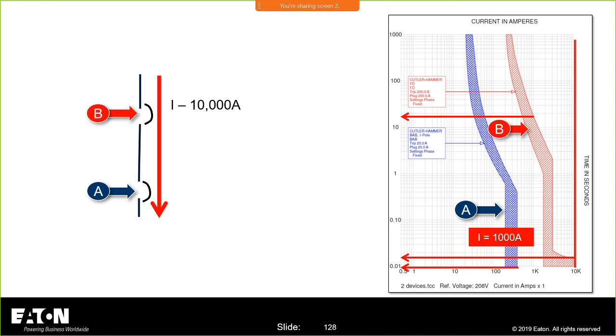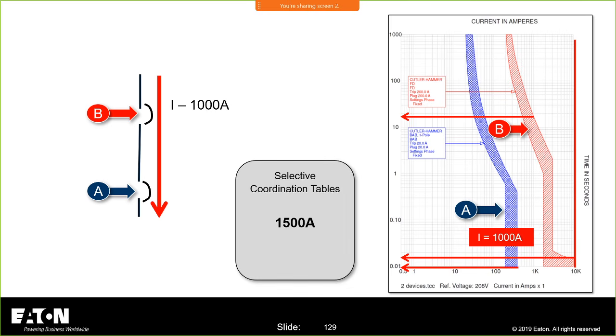If my fault current goes higher than the instantaneous pickup of both of those devices, I'm going to have to use something to figure out what's going on. So when I'm into the instantaneous region of both of those, this is the evaluation that you're doing for each of the pairs as you work up through the system. And those two breakers happen to selectively coordinate at 1,500 amps. So I know that that would work.